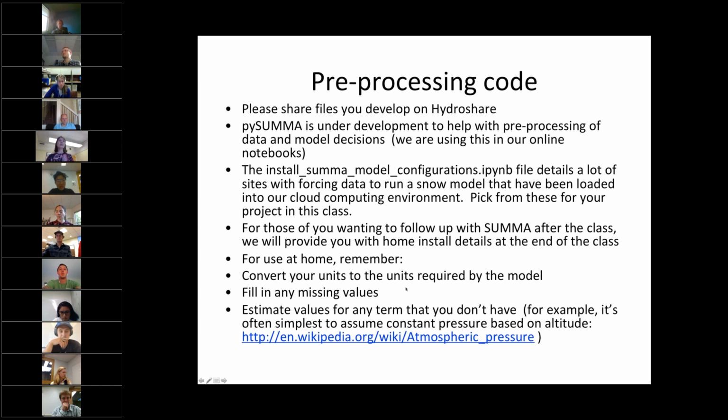I can't tell you how many times I've done this wrong and seen students do this wrong. Easy to do. Always fill in every missing value. You have to put something or the model will not run. And then just estimate values for any term you don't have. So here's a Wikipedia for just coming up with a number for atmospheric pressure. And it makes almost no difference if you have it be constant through time for atmospheric pressure.